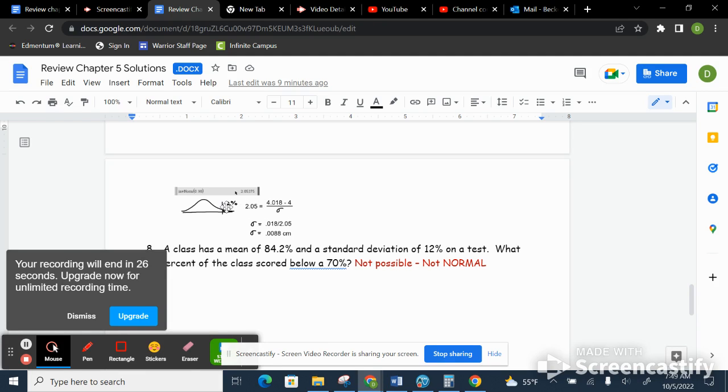I'm concerned with 4 things. The curve and the shading, that's 1. The z-score setup, that's 2. And then the answer in context. What is the context in 7B? The symbol standard deviation in that one gets you the context, believe it or not, because you were looking for the standard deviation. So you're saying the standard deviation is 0.088.